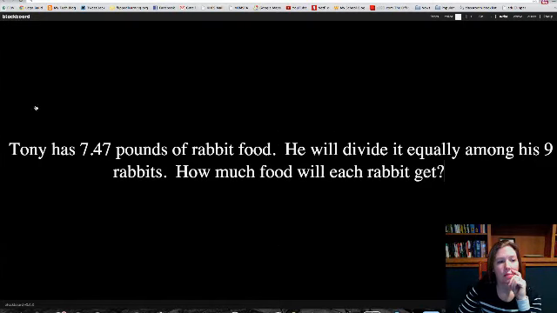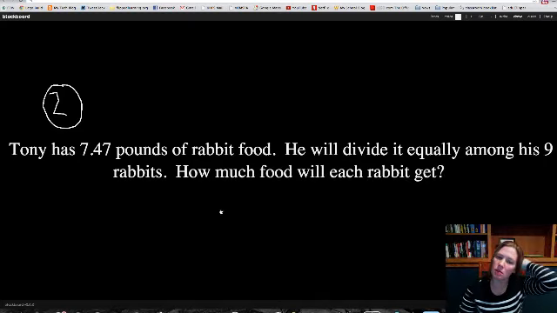So here's your problem, and like I said, if you could please number it number 2. Tony has 7 47/100 pounds of rabbit food. He will divide it equally among his 9 rabbits. How much food will each rabbit get? So again, you can use whichever method you prefer to go ahead and solve this. So go ahead and do that and bring it with you tomorrow.